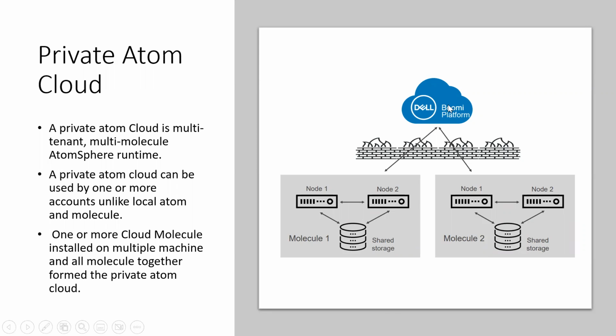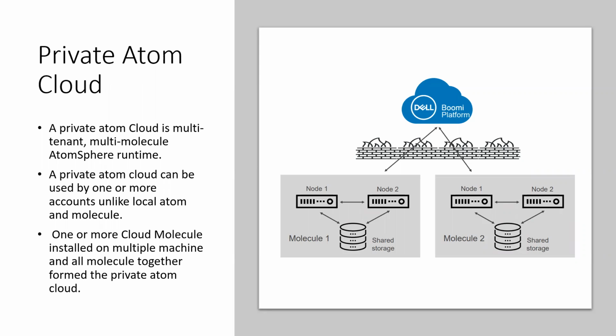And even if you want to connect your corporate data center, or create a VPN connection with any third party to access their systems, right? In such cases, you can go with a private atom cloud also, right? So a private atom cloud can be used by one or more accounts. So that's the one biggest difference between a local atom and the molecule.